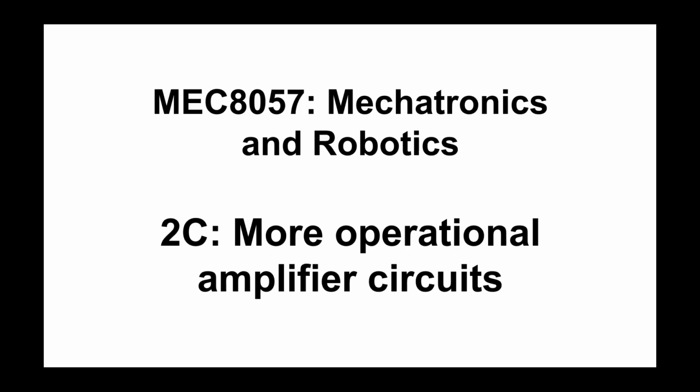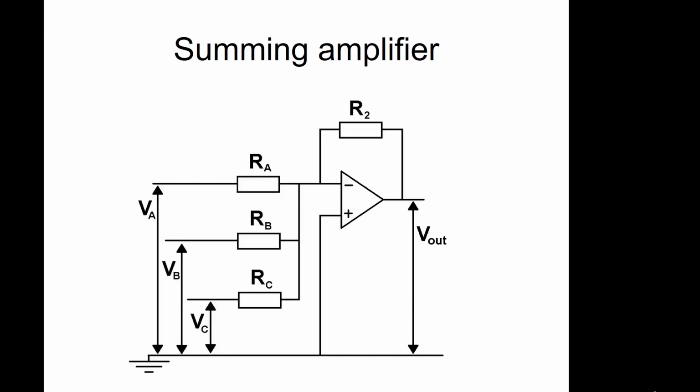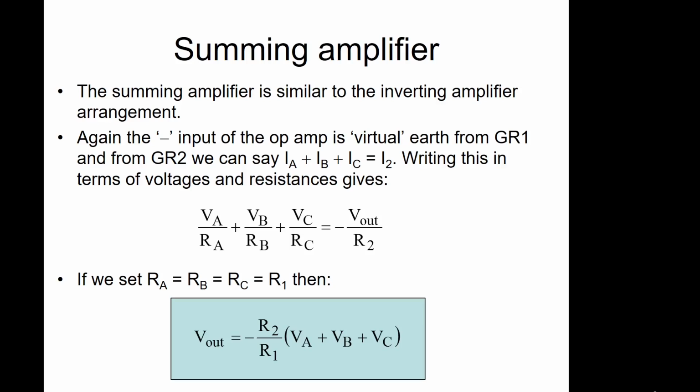In this video, we'll continue looking at amplifier circuits. So for this circuit, this is a summing amplifier, and it's the same arrangement as an inverting amplifier. However, we've got multiple inputs in this case. In terms of defining or calculating the transfer function of this circuit, it's exactly the same principle as the inverting amplifier, except now we've got multiple currents going on the input side.